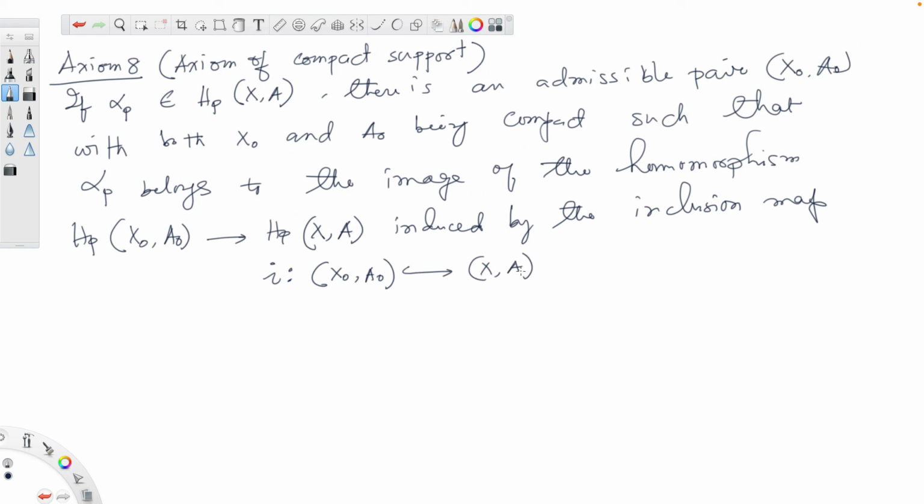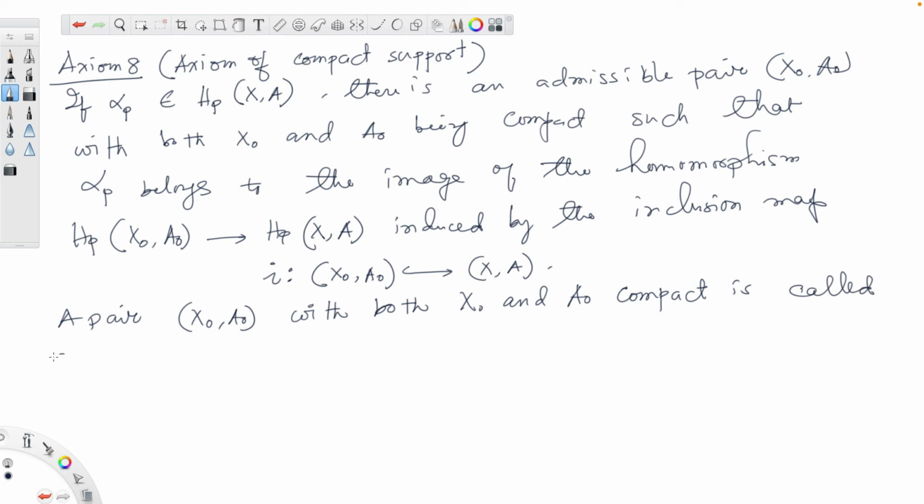Right? So we want X0 to be contained in X, and we want A0 to be contained in A. Right? So such a pair X0 comma A0 with both X0 and A0 compact is called a compact pair. Okay.